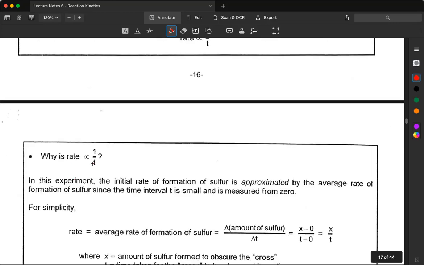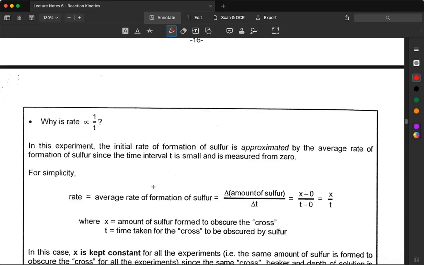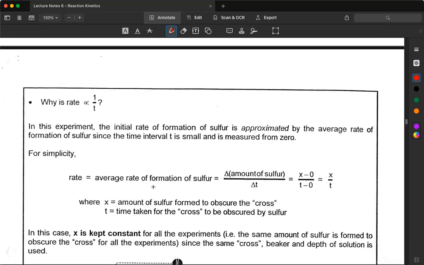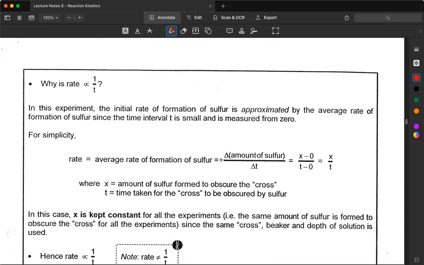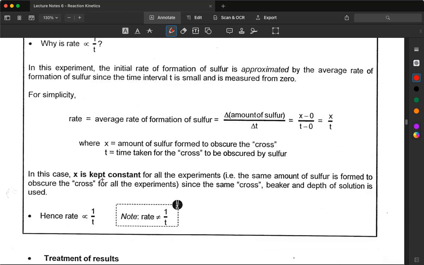So why is this directly proportional to each other? The initial rate of formation of sulfur is approximated by average rate. Remember that if the time interval is assumed to be small and measured from 0, then average rate equals the change in amount of sulfur over a regular time interval. So x minus 0 over t minus 0, so x over t. In this case, x is the amount of sulfur. So we assume that it's the same amount of sulfur to obscure the cross.